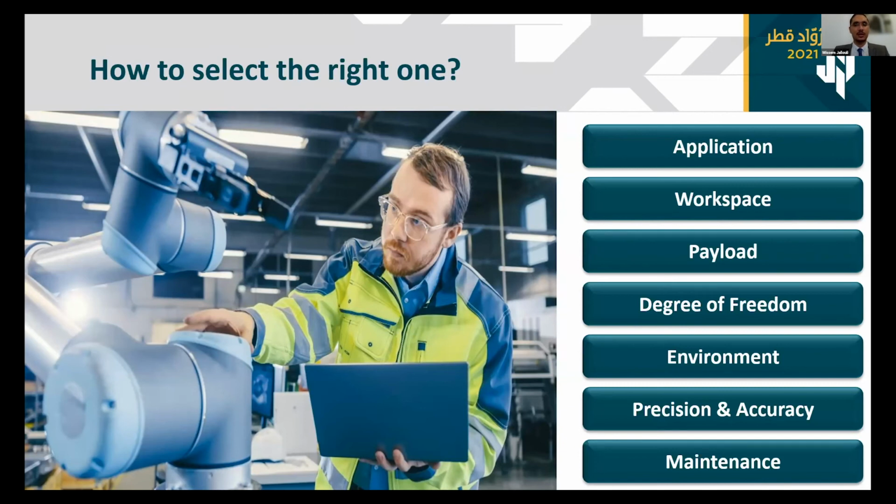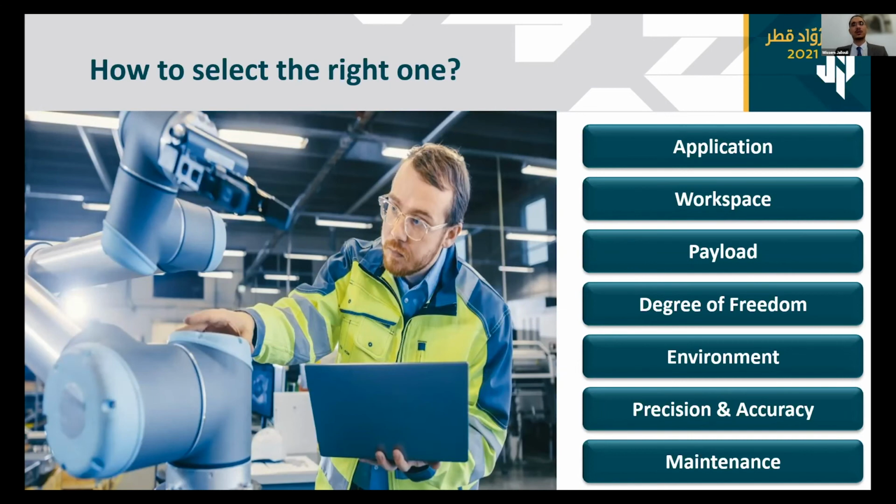Here are some of the more important factors to consider. First of all, we care about the application. Before choosing your robot, you will start questioning, what's my application? Is it a welding activity? Is it pick and place? Is it transporting activities? This will define a family of robots, where you can choose one family for your specific application.